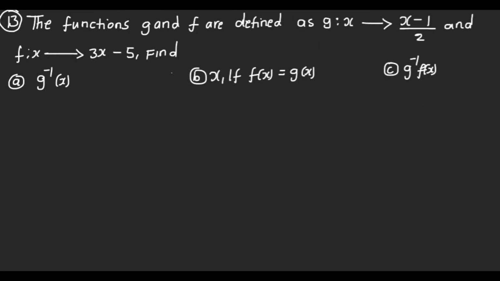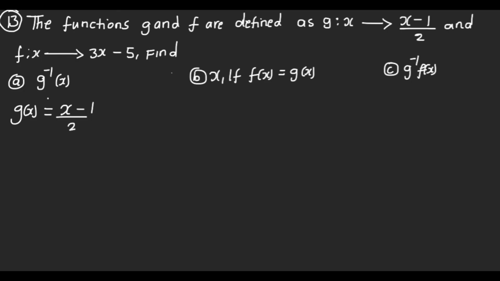We move on to question 13, where we are dealing with functions. The functions g and f are defined as g of x is equal to x minus 1 over 2 and f of x is equal to 3x minus 5. Find the inverse of the g function. So let us write the original function for g. So this will be g of x is equal to x minus 1 over 2.